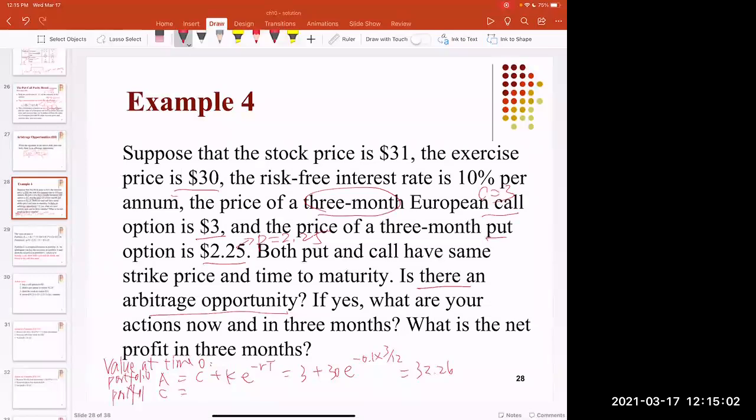Calculated by P plus S0. And we know P is 2.25, S0 is 31. So equal what? 33.25, right? Okay, so you can see they are not equal. They are not equal. So answer the question: yes, there is arbitrage.